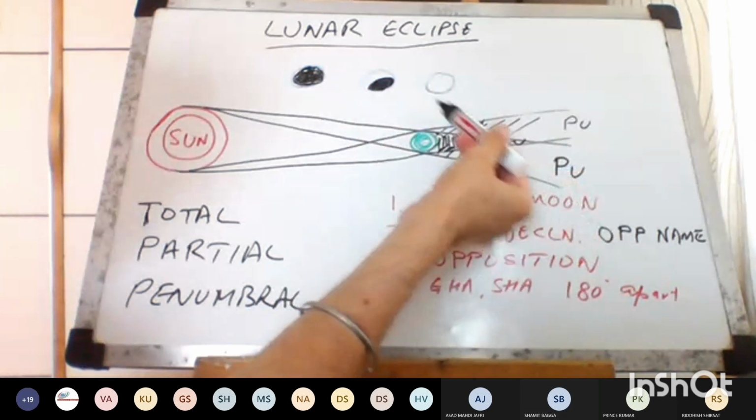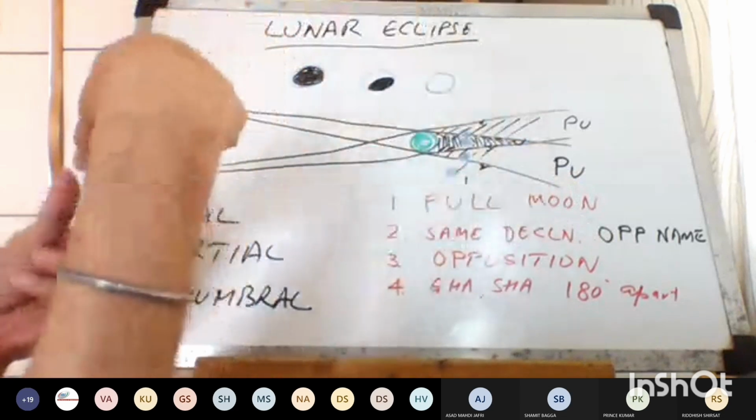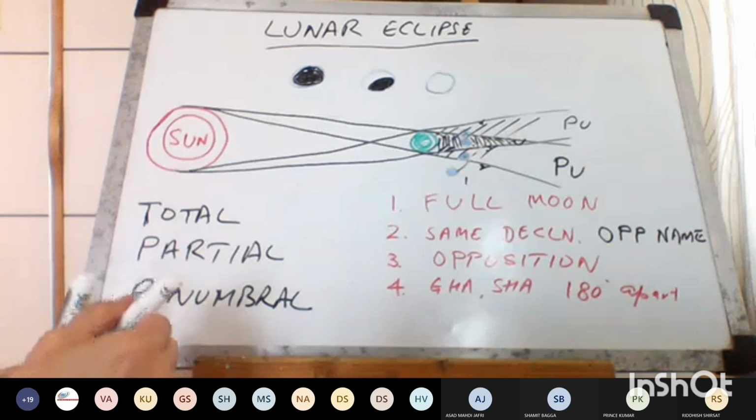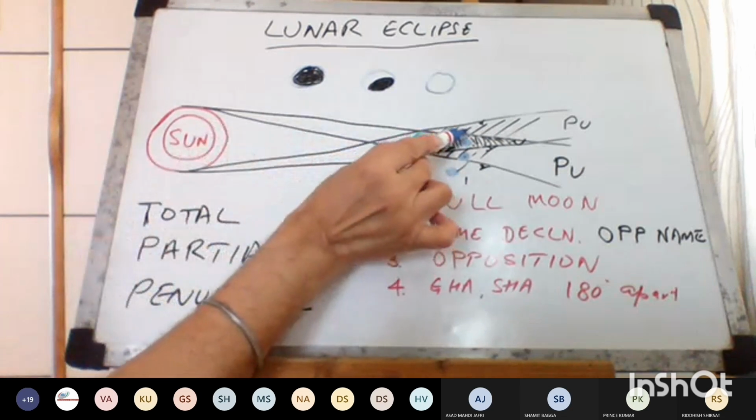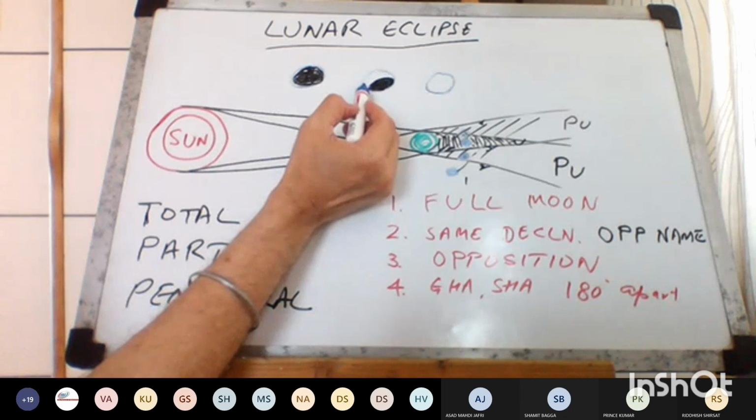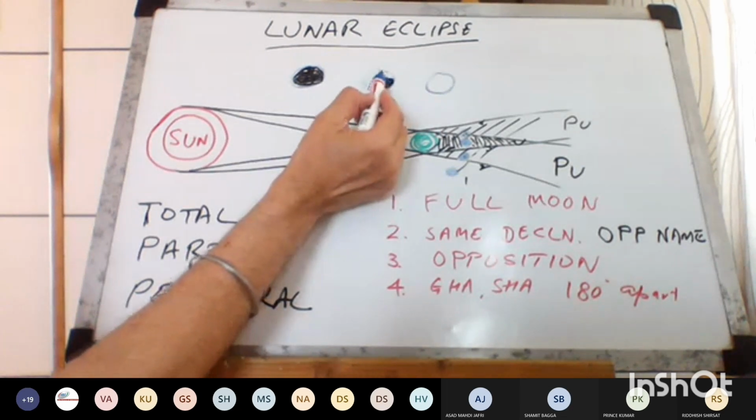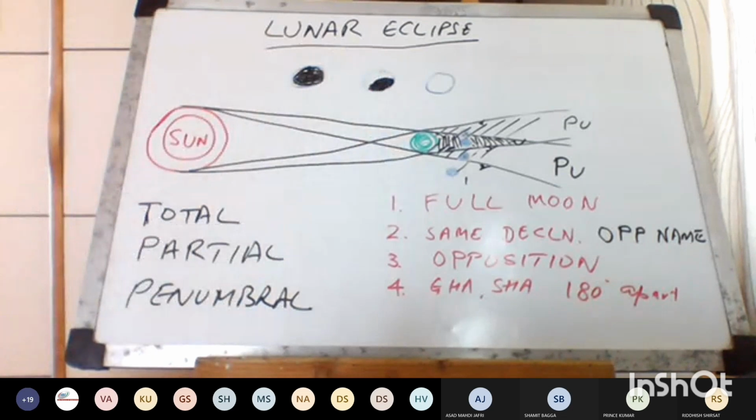The other half is in the penumbra region, this top figure. So the moon will not be so bright.